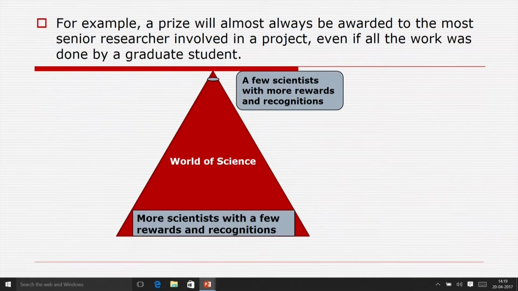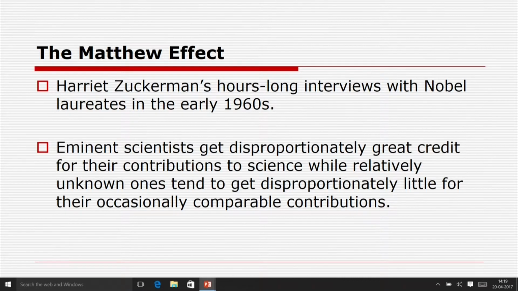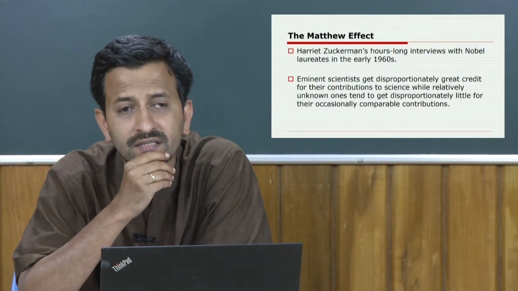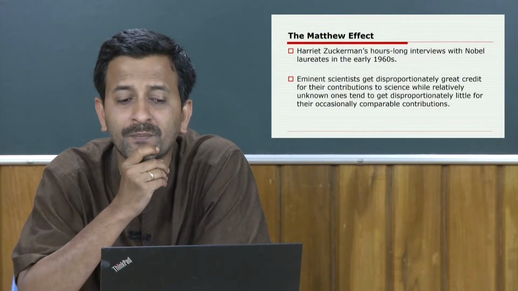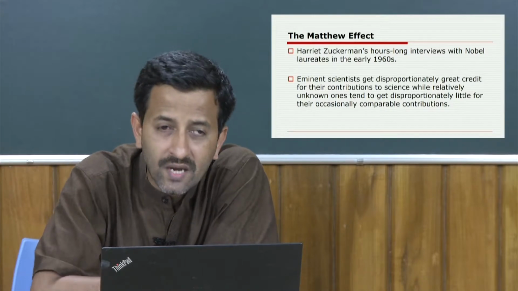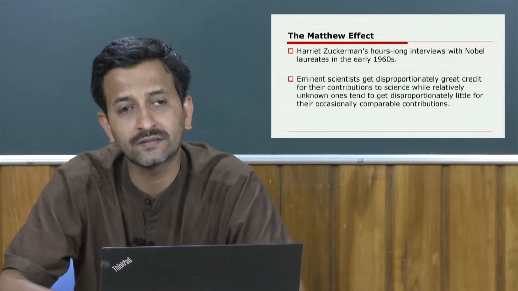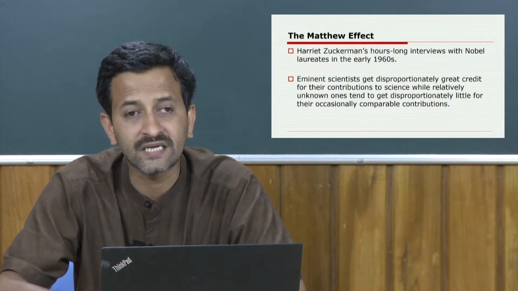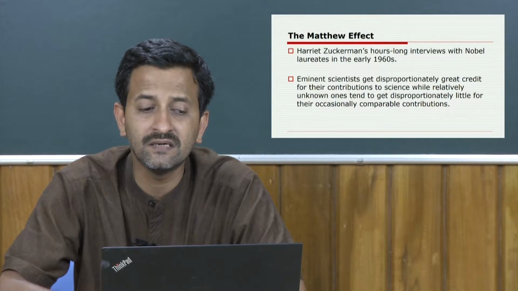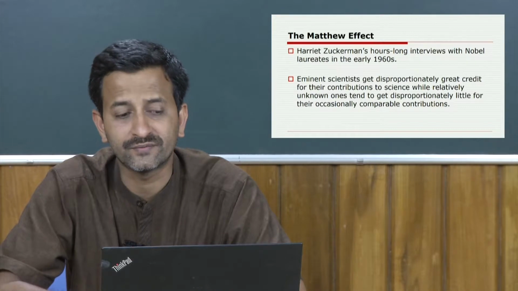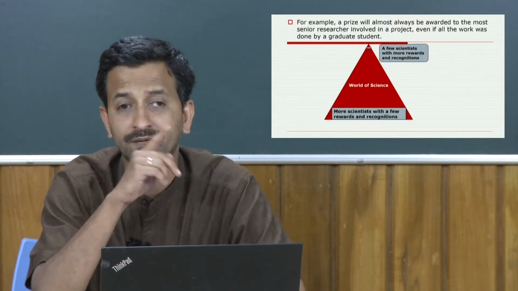In this context, it is important to note from Zuckerman's interviews with Nobel laureates how eminent scientists get disproportionately great credit for their contributions to science, while relatively unknown scientists, relatively lesser known practitioners of science, tend to get disproportionately little for their occasionally comparable contributions. This is very important.